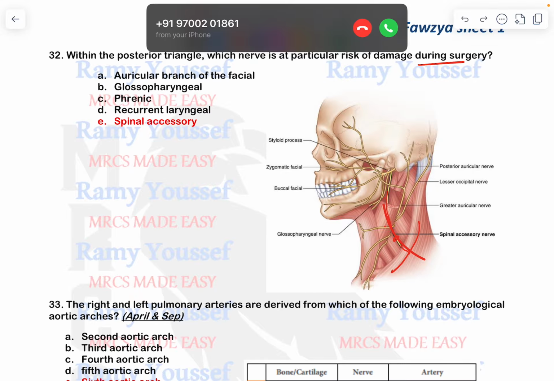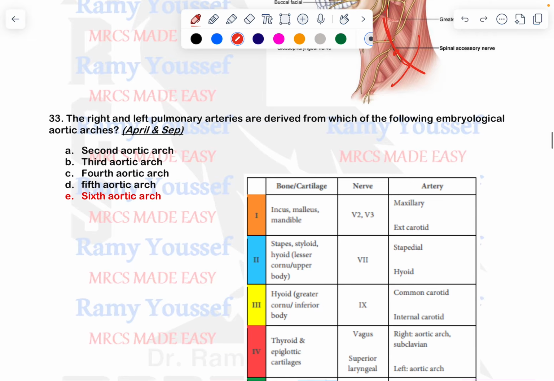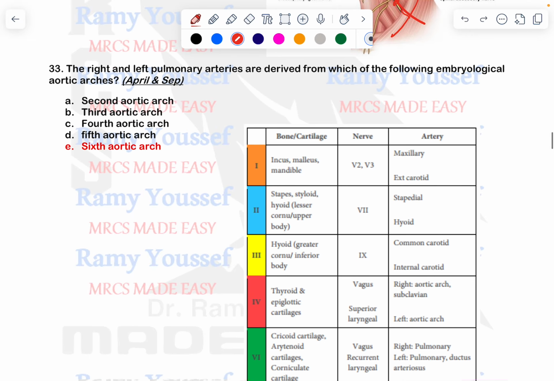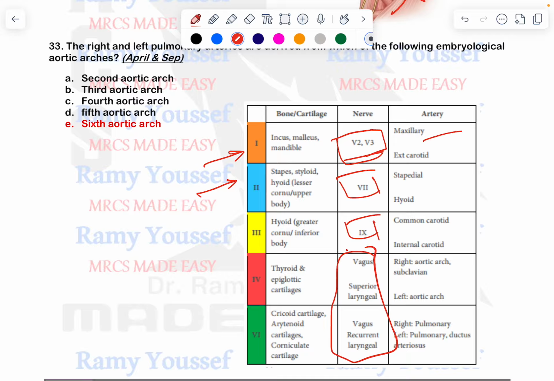To get this right: the right and left pulmonary arteries arise from the sixth arch. So the questions are on developmental arches. Incus and malleus are from arch 1, stapes from arch 2, and the nerves. This is V1, maxillary, facial, glossopharyngeal, vagus. This is the muscles of mastication. The artery is maxillary here, and here it is stapedial.